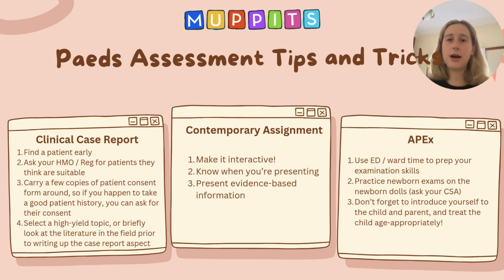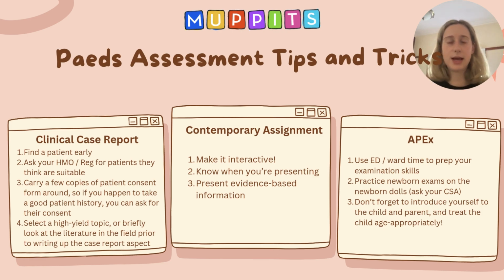Make sure you carry some copies of the patient consent form around, because if you take a good history, you can ask for the patient, their parents' consent, and make sure you get it signed at that time. And then in terms of the actual topic, select quite a high yield topic or have a quick look at the literature in the field prior to actually getting to writing up the case report, because it will just save you from having to rewrite the case report if there ends up being not enough research in that field.